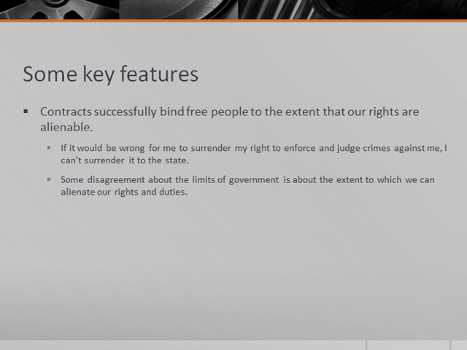These are the sorts of rights that, so there might be some rights that you can't contract out, so to speak. But many rights, it seems that we probably can, and so there's going to be some disagreements about the limits of government. Part of the disagreements over how big and powerful government should be is a disagreement about the extent to which we can alienate some of our rights and duties, right?